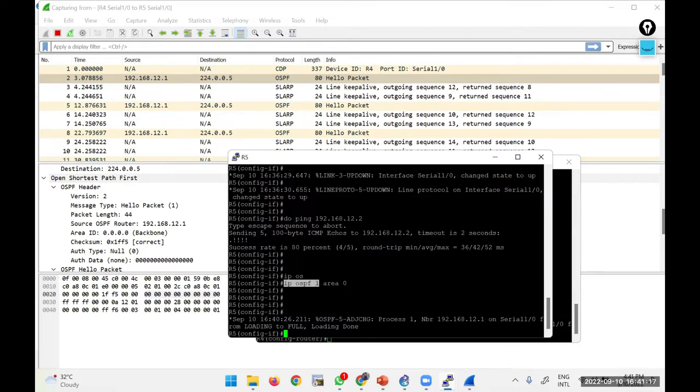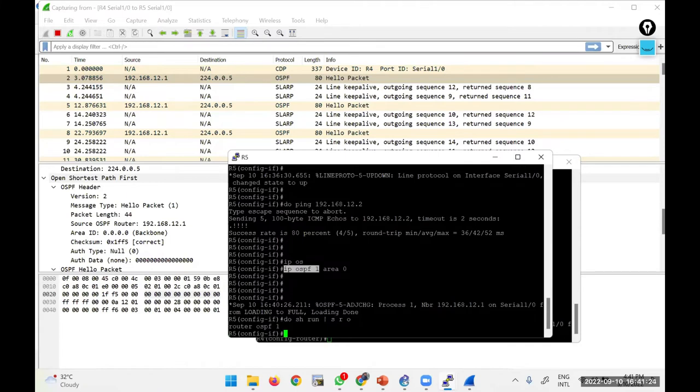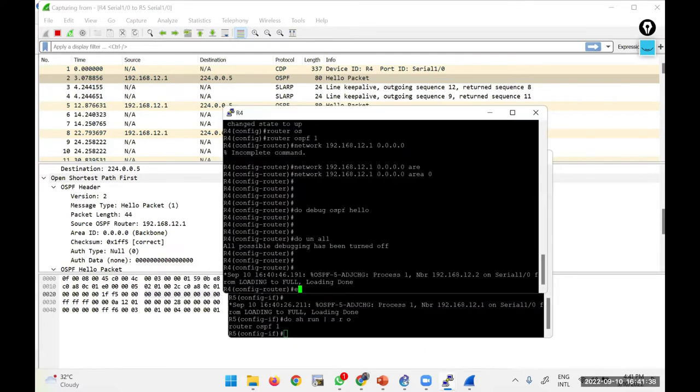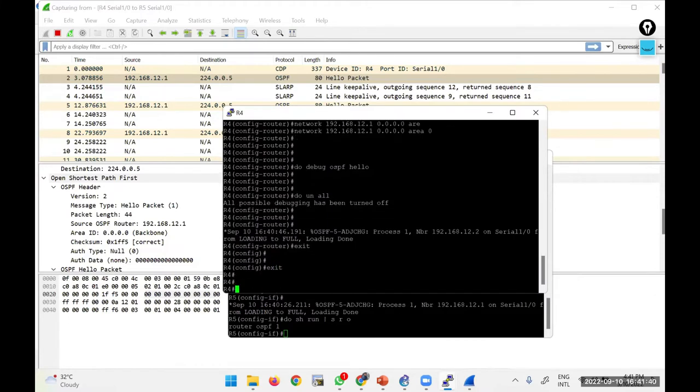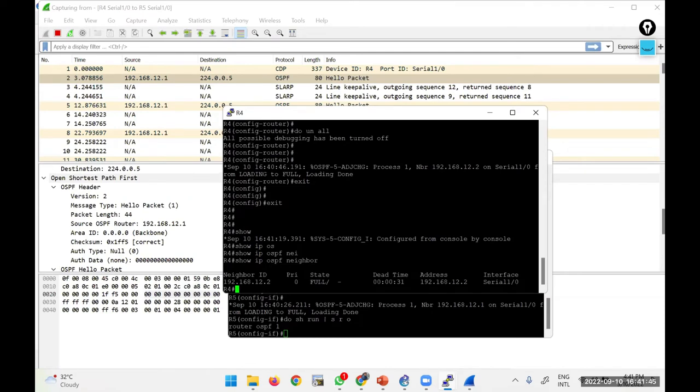If you check show run section router ospf, you'll find only one command, that is router ospf. It means it just started the OSPF process with process ID 1. And if we check the neighborship right now with show ip ospf neighbor, you will find it full, because the other stages are already closed.